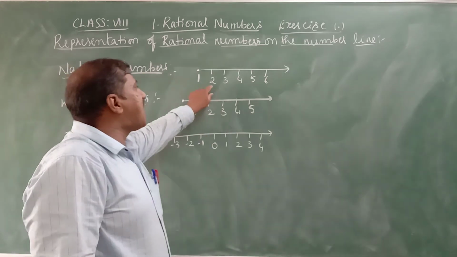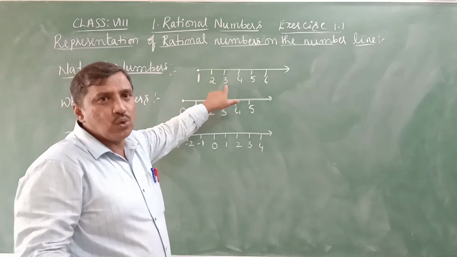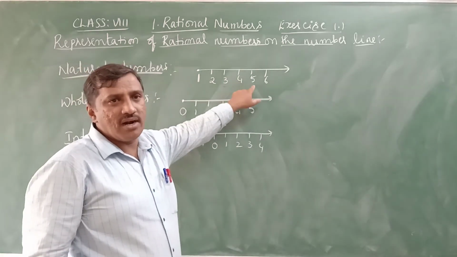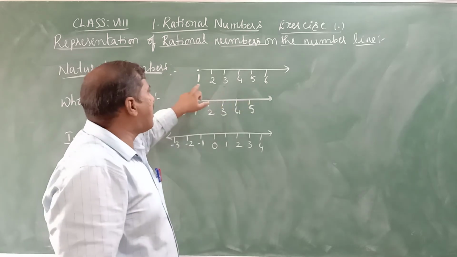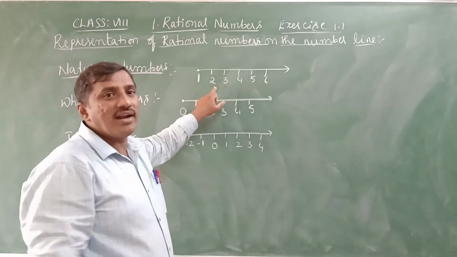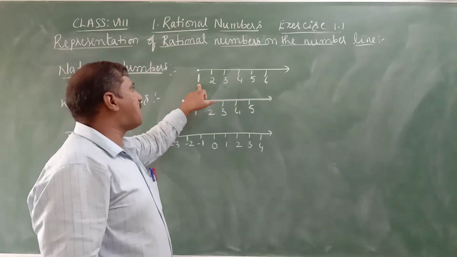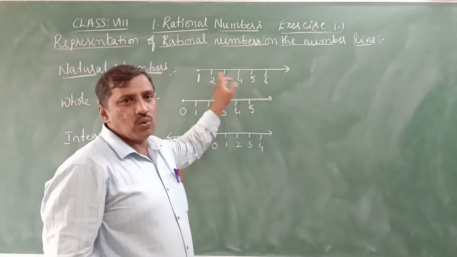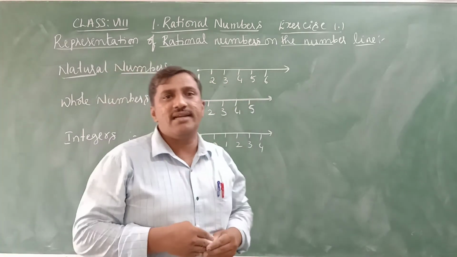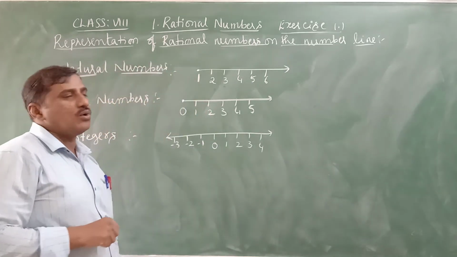Now do you find any natural number between 2 and 3? No natural number is there between 2 and 3. Between 3 and 4? No natural number. 4 and 5? No natural number. Do you find any natural number between 1 and 3? Yes, 2 is there, only one natural number. Between 1 and 4? Yes, 2 and 3 are there. That is, there are definite, limited numbers of natural numbers between two natural numbers.